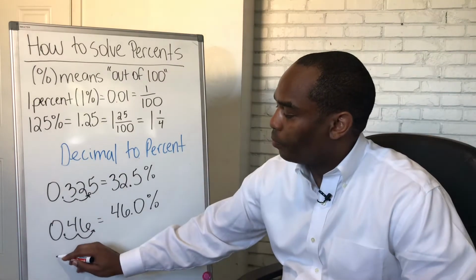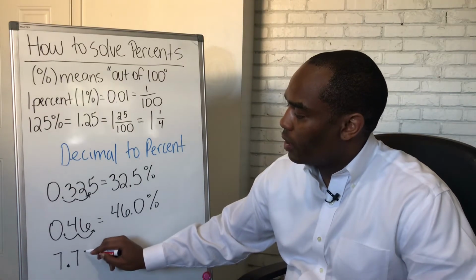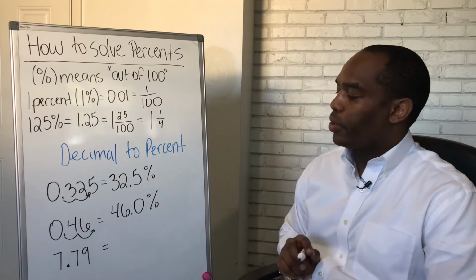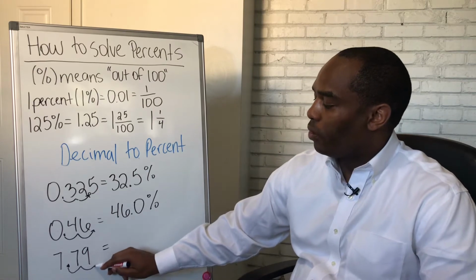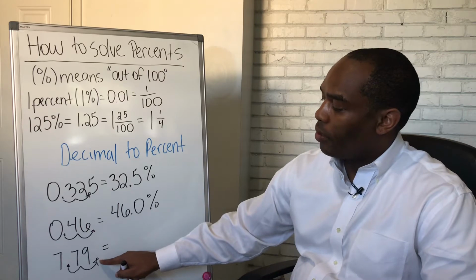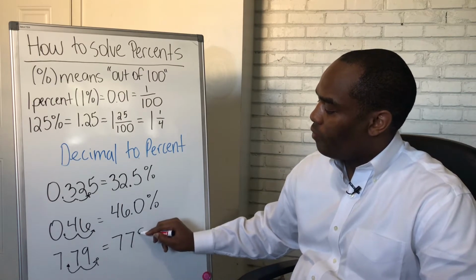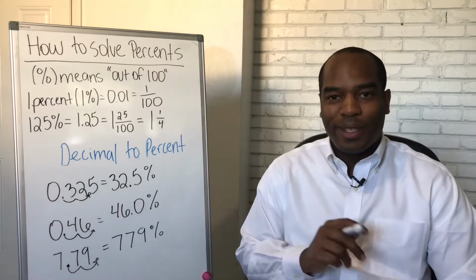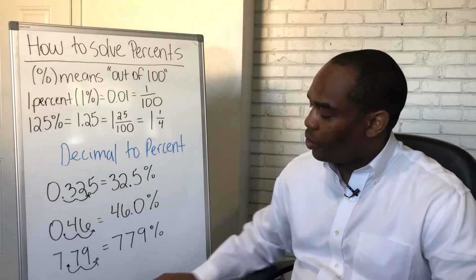Say we had 7.79. How do we turn that into a percent? Well, again, simply move the decimal 2 places to the right. And so my new number is 779%. Simple as that. All right. Let's take a look at a few more types of problems that you might see.